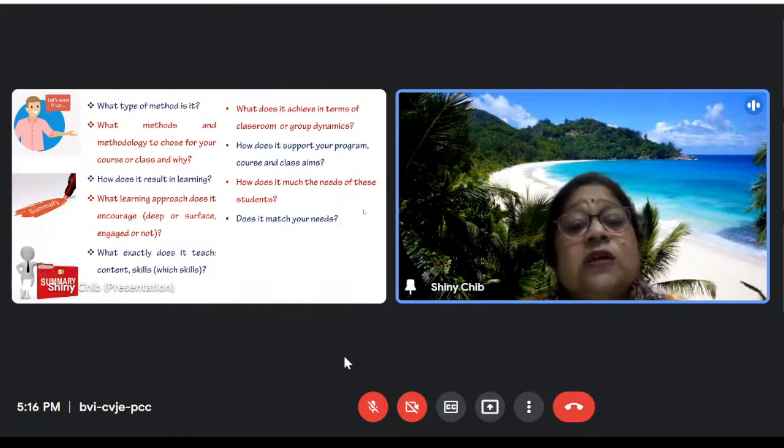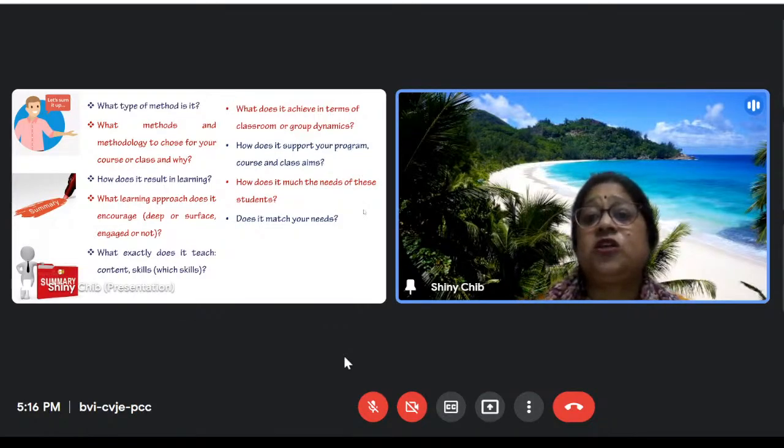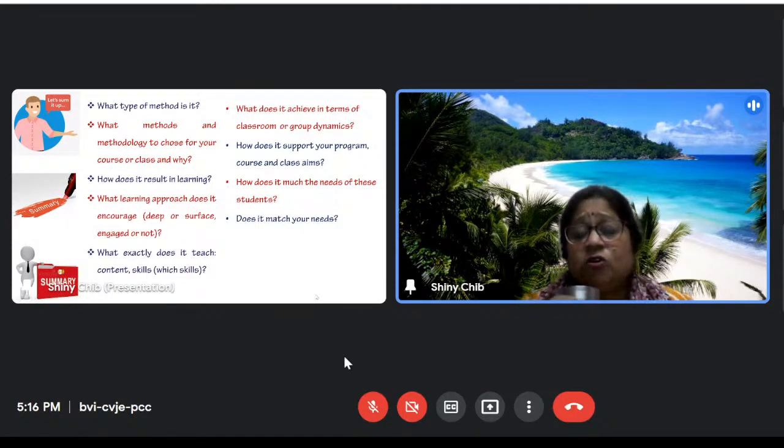Whenever you are choosing some methods, you need to see whether those methods are suitable for your own subject. How does it result in learning? Whether it is going to help the students in learning, whether it is going to induce lots of confusion among the students. We are here to facilitate, we are here to give more clarity to students and not to create lots of confusion. What learning approach does it encourage? What exactly does it teach? If it is skill, which type of skill? Then what does it achieve in terms of classroom or group dynamic? Whether it is emphasizing group activity.